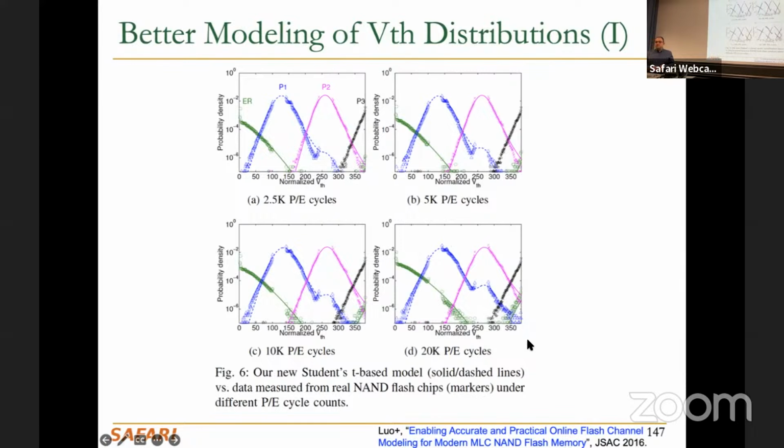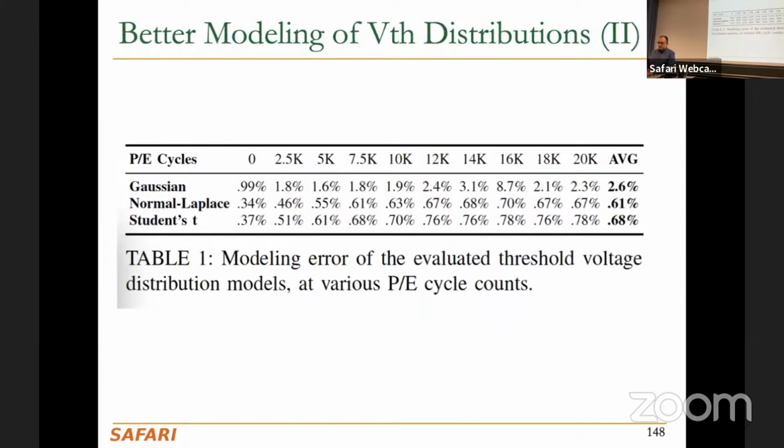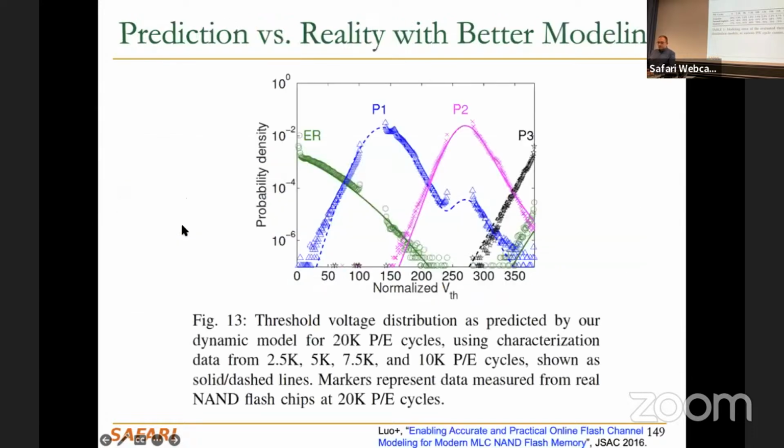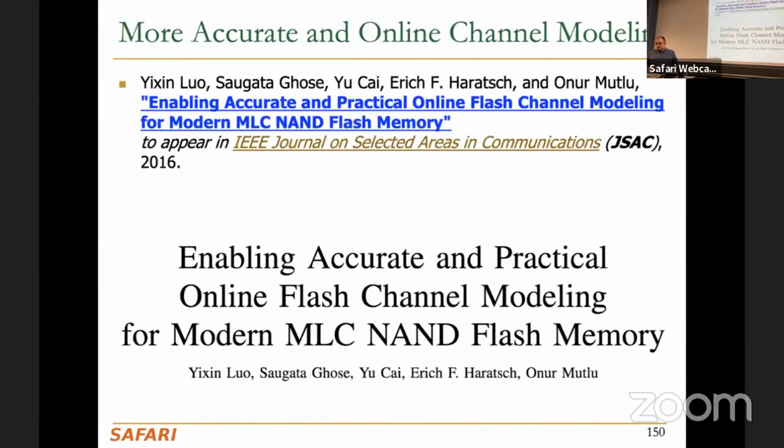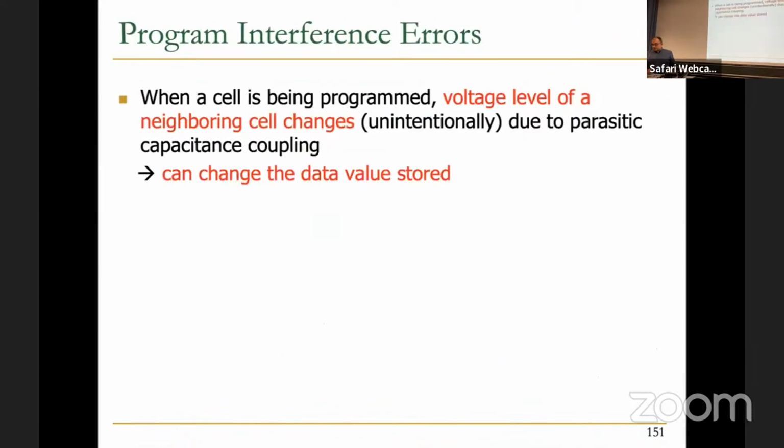So better modeling is needed when you use, for example, more dense flash memories. Here are also the results: for Gaussian, the average error is 2.6%. Normal-Laplace and Student's t provide almost the same average, with Laplace even better. But the good thing is that Student's t is simpler to implement, while Laplace adds more overhead. That's why Student's t sounds like a good trade-off among these techniques. But you can read the paper for more detail.